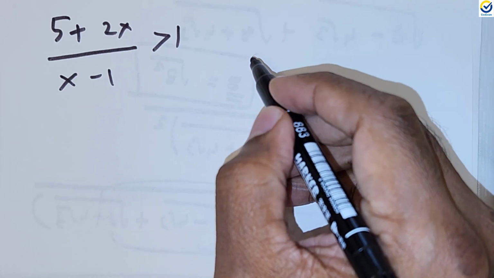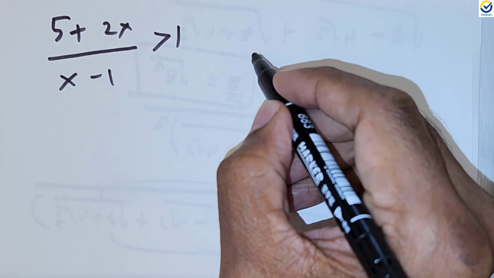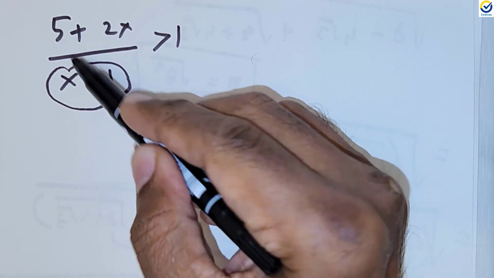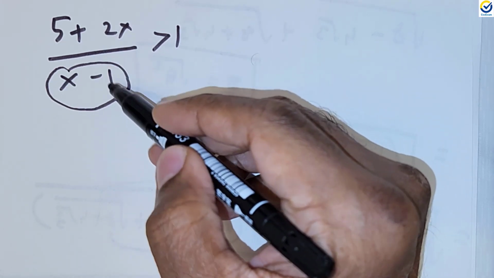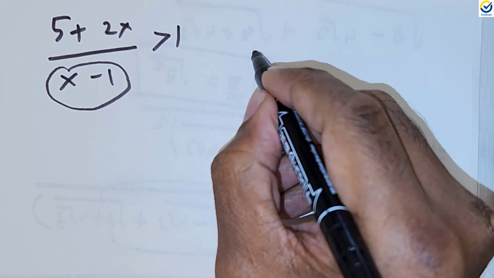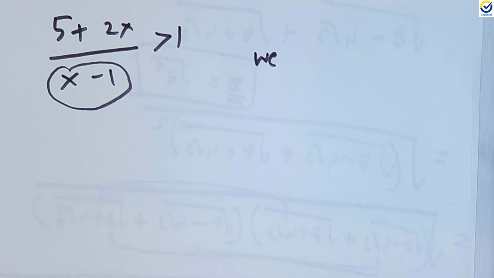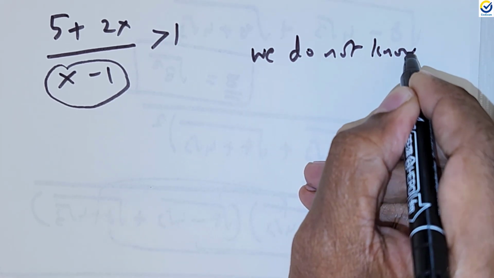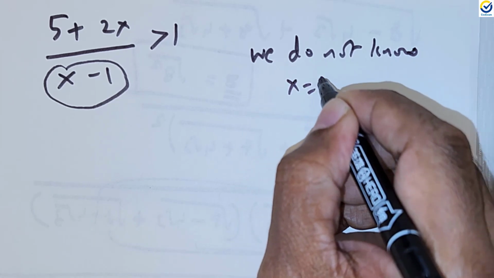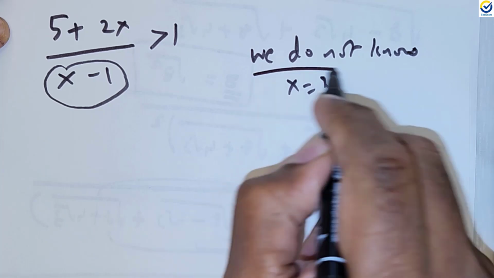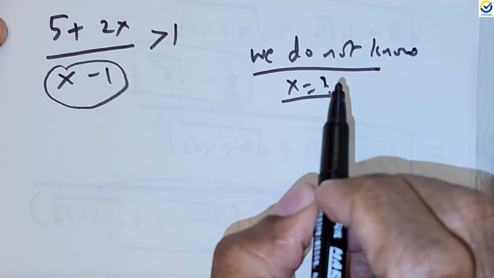Most of the time, people would try to multiply both sides by x − 1 so that this can be removed. But we cannot do that. Why? Because we do not know whether x is positive or negative. That information is not given to us. We are just given this.